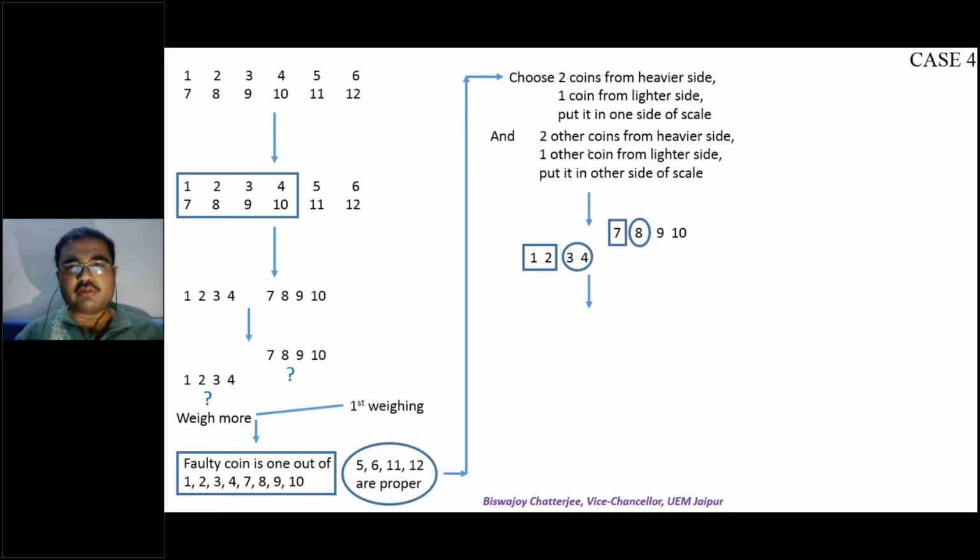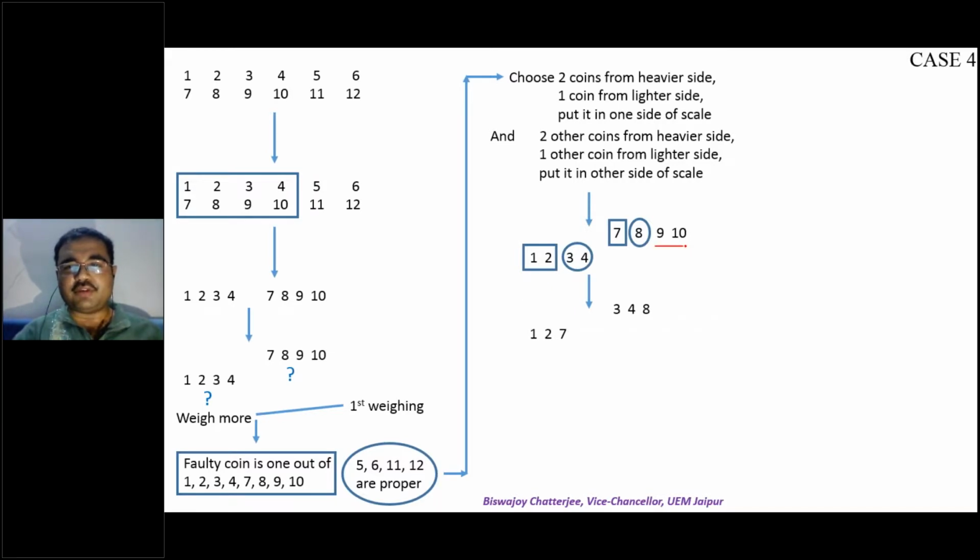Choose 2 coins from heavier side, 1 coin from lighter side, put it in one side. So 1, 2 and 7 on one side, and 2 other coins from heavier side, that is 3, 4, and 1 other coin from lighter side, 8, on the other side of the scale. So 1, 2, 7, 3, 4, 8 you have put, and say one side weighs heavier. Do you understand this?